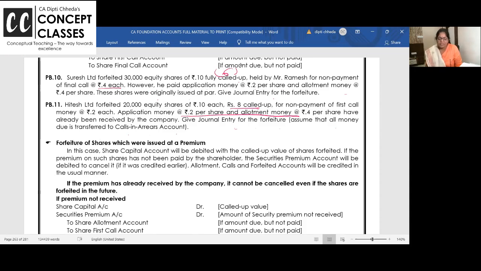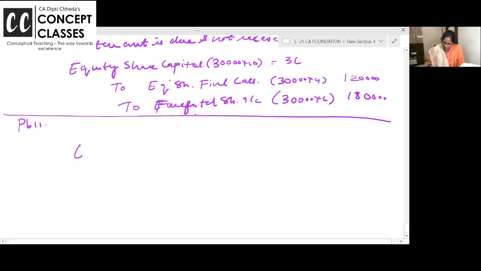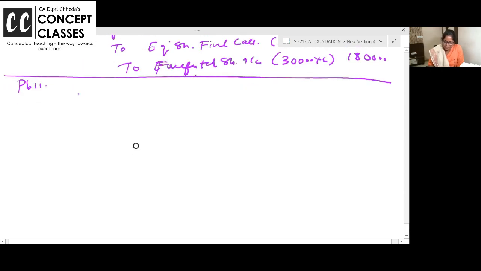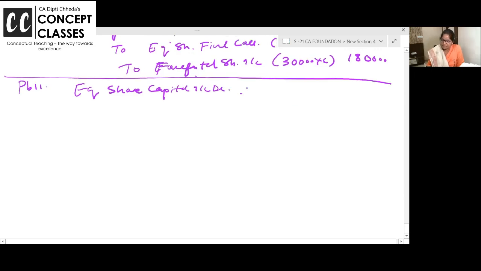Call in arrears has been transferred. 11th problem. Just one single entry you have to pass. For the 11th problem, one single entry. Equity share capital account debit. Oh, sorry, why am I writing 30,000?